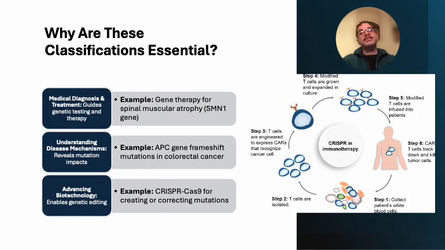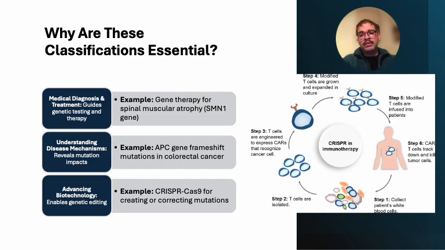Why are these classifications essential? The first one is medical diagnosis and treatment. It helps to guide genetic testing and therapy. This looks like gene therapy, for example, in spinal muscular atrophy, where the SMN1 gene is affected.